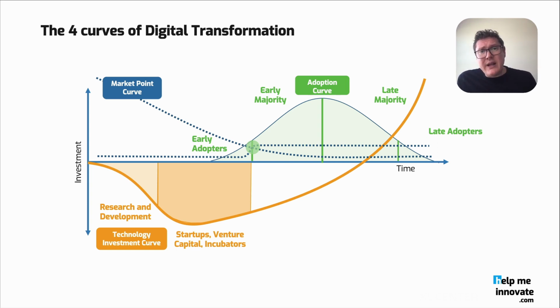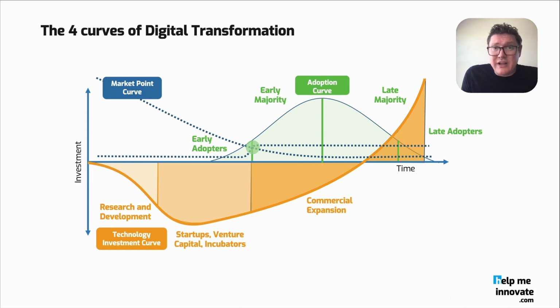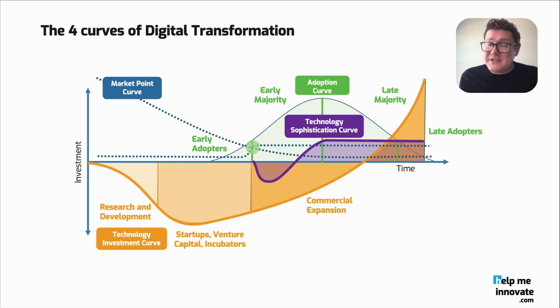And once it's proven and once you've had success in the market, then it enters a third phase of commercial expansion. Now, the reason companies will spend a lot of time and energy on the research and development in the first phase or the venture capital and startups in the second phase is because the long-term returns are exponential on these if they really become adopted. There's a fourth curve now that interacts here, which is the curve where companies are really waiting until a technology is more mainstream and they're building business cases around that. And I call this the technology sophistication curve.